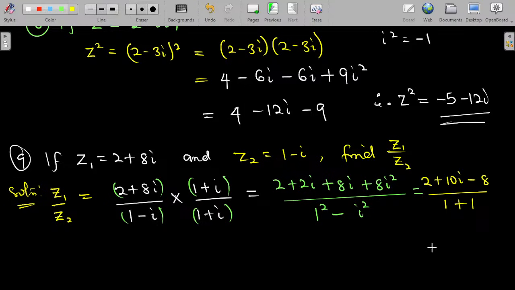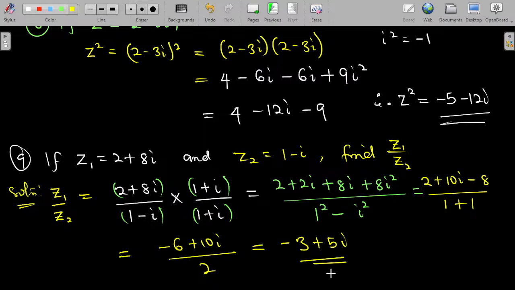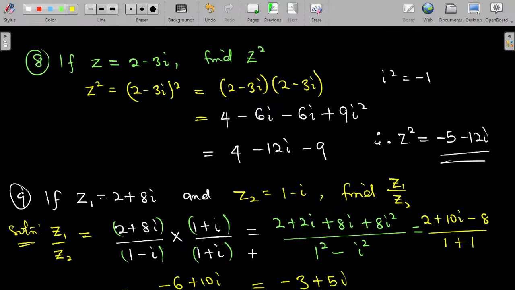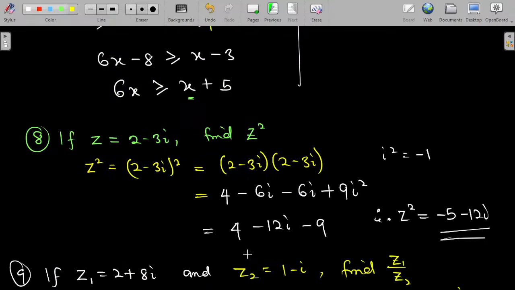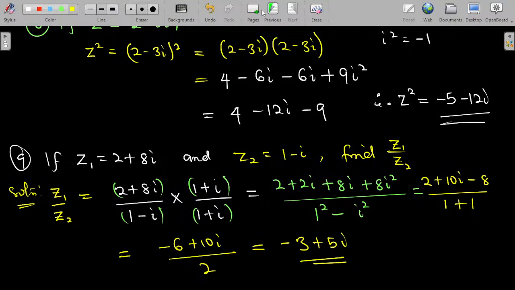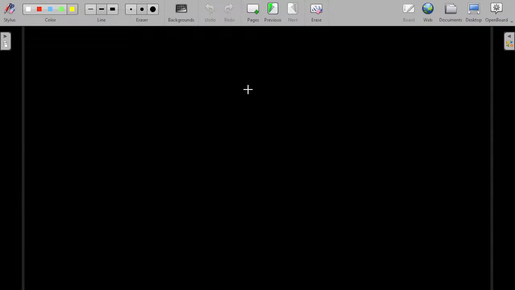And that's 2. Okay, so there we are then going to have, collect like terms here, 2 minus 8 is minus 6 plus 10i all over 2. And so these two will divide everything in the numerator. So you are going to have minus 3 plus 5i as your solution. Okay, so that's the solution for number 9. Alright, and I think that my board here is full, so we go to a new page. Right? And so we continue with number 10.